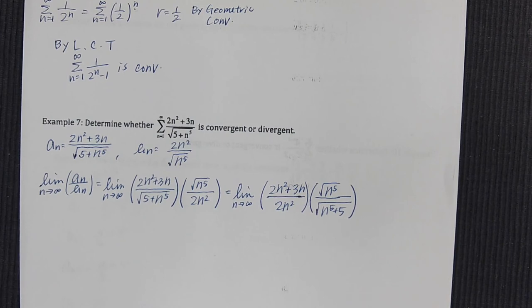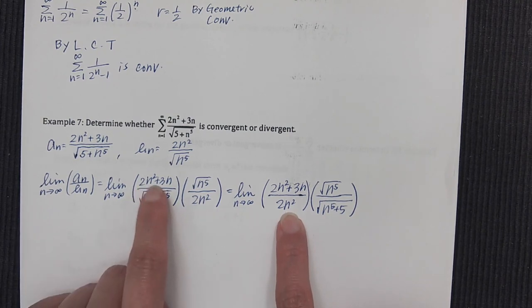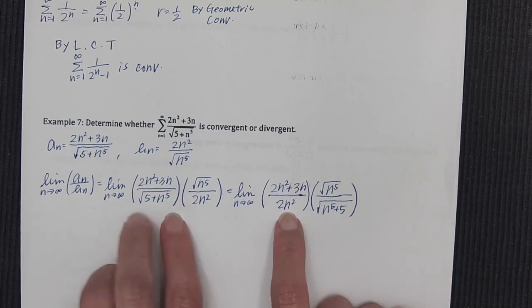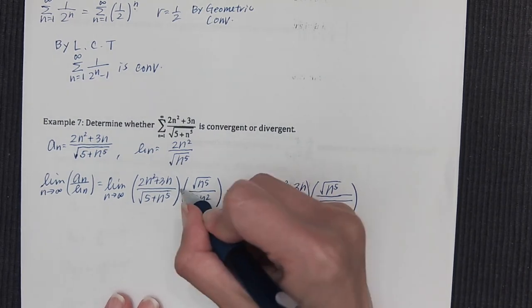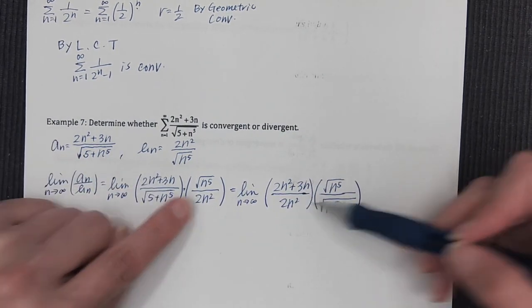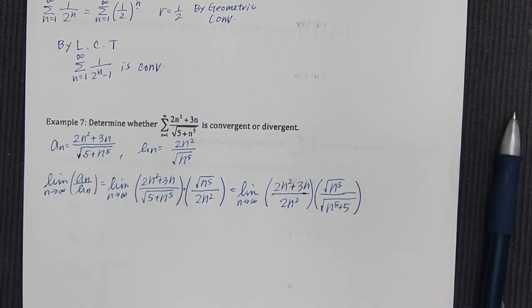Wait, so what exactly happened to the denominator of 2n squared again? I put the 2n squared plus 3n underneath 2n squared. I just switched the order. This is just multiplication, so that's why I can switch the order. I just want to make sure the non-radical one and the radical one are organized. Okay. But why am I doing this?